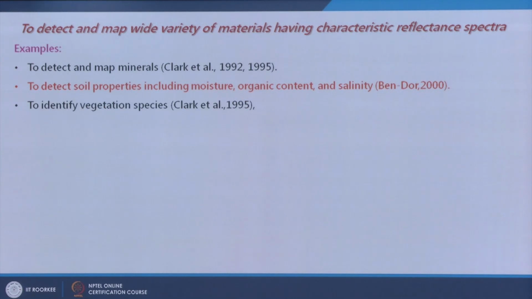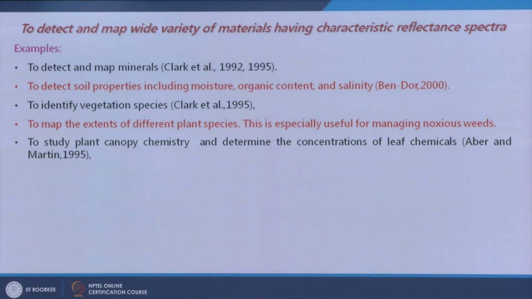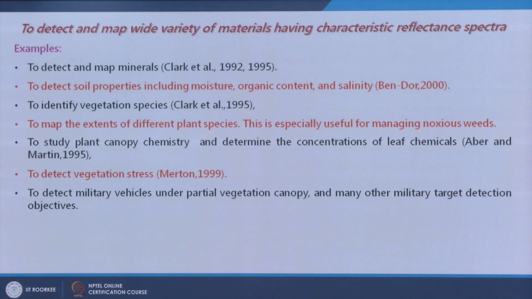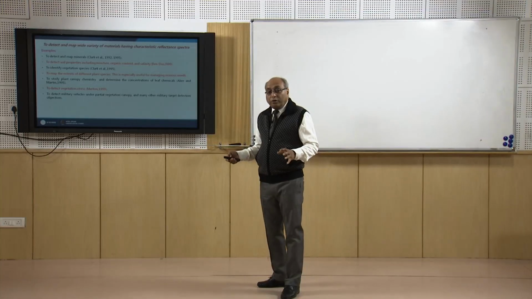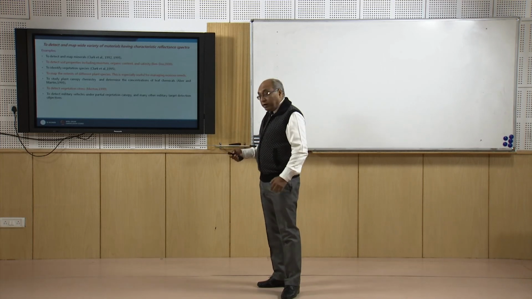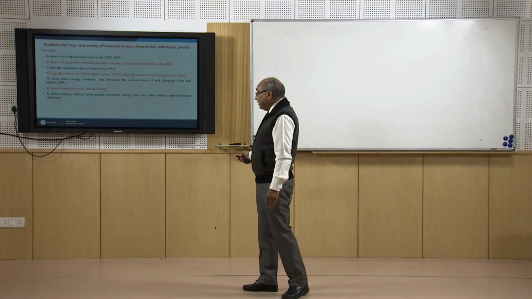and people have done different kinds of work to detect soil properties, to detect vegetation species, to map the extent of different plant species, to study plant canopy chemistry, and to detect vegetation stress. That is a very important application, especially in agriculture, whether a crop is suffering from water stress or from certain types of disease or other things, or a deficiency of certain minerals, fertilizers, that can be detected.